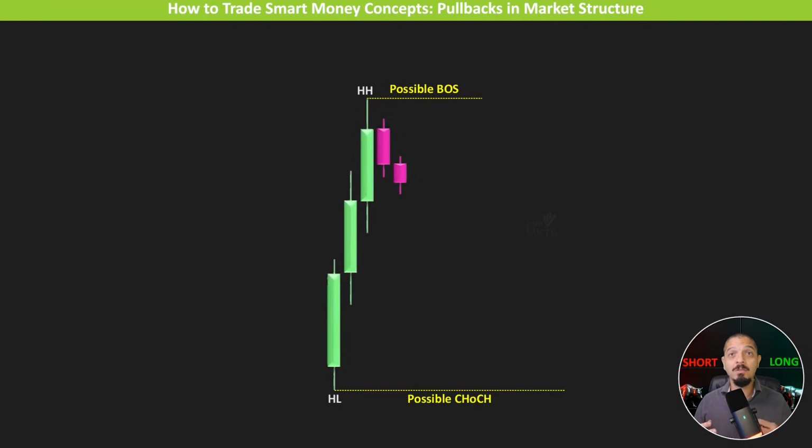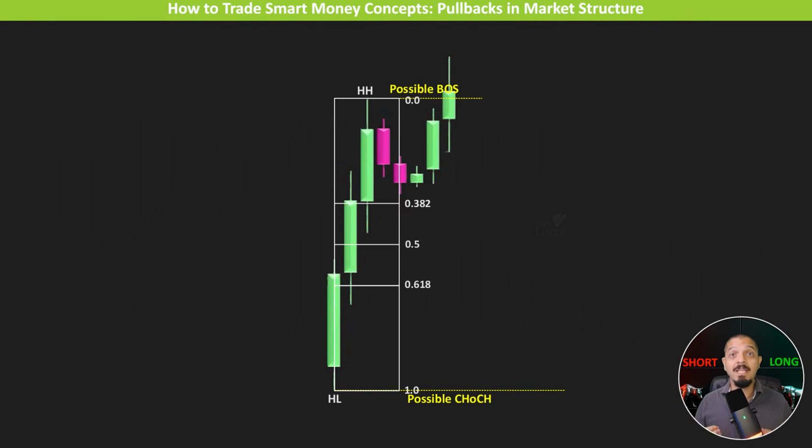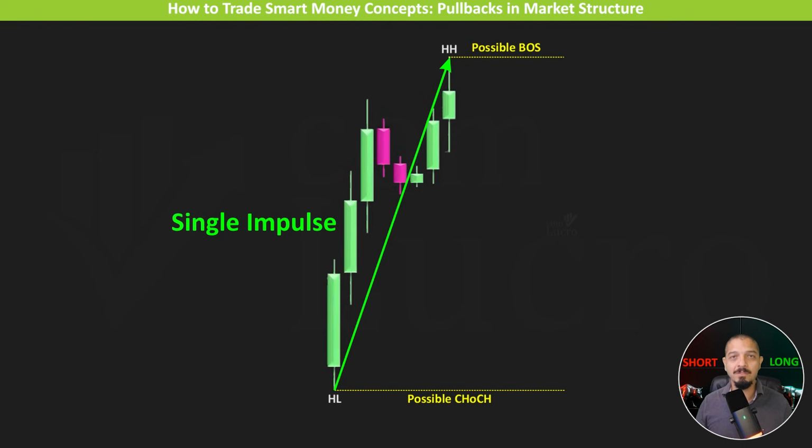Now let us move to the third and final criterion that helps us define a valid pullback: the depth of the retracement. In the ComLucro framework, pullback and retracement mean the same thing. Consider this example of an upward impulsive leg. After the impulse, price forms two retracement candles, but this pullback does not reach the 38.2% Fibonacci retracement level. Because this minimum depth is not achieved, this retracement is considered invalid. As a result, this move is not classified as a real pullback.